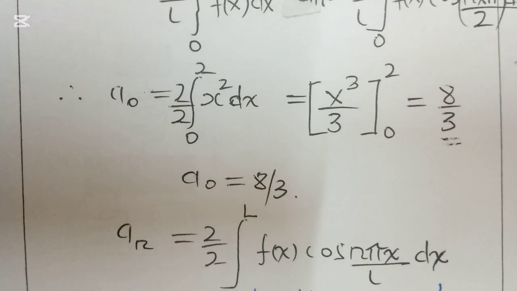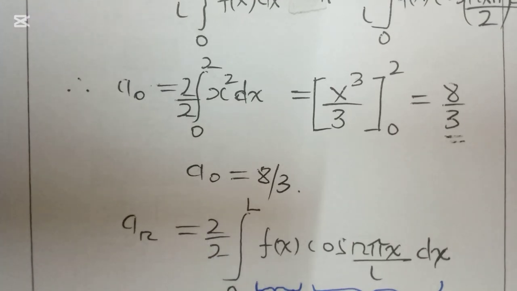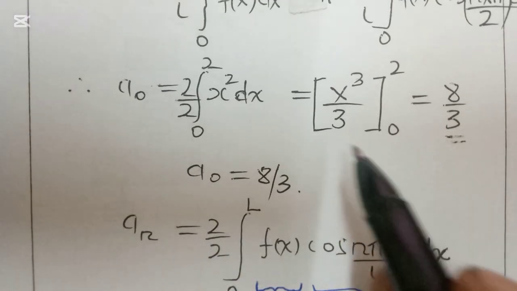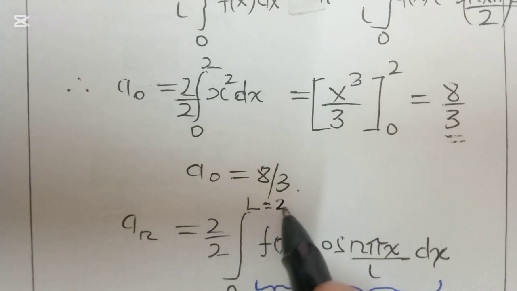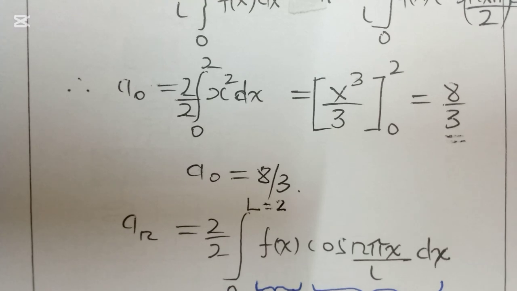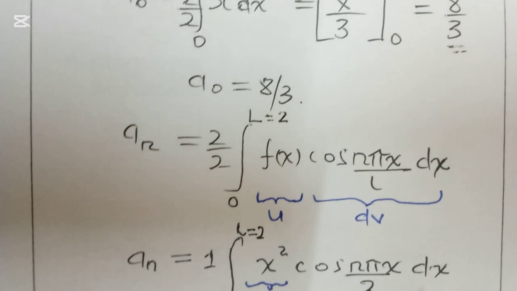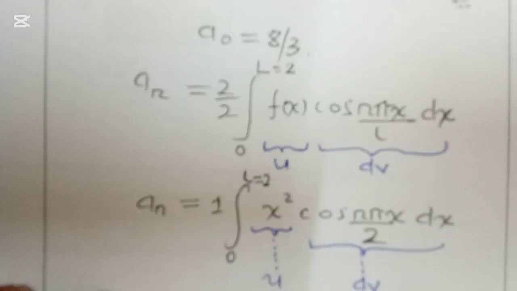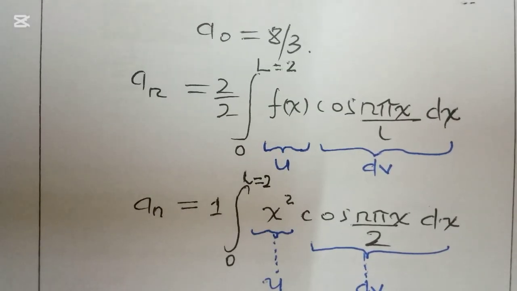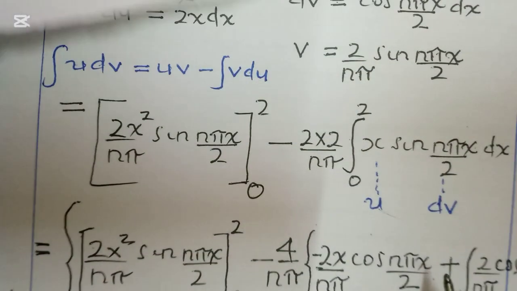Guys, now coming to An. Still we have 2 all over 2 from 0 to L, and this L is supposed to be 2. Now we integrate f(x) cos n pi x all over L dx. That one we use what we call integration by parts. When you do the integration by parts, this is what we are going to find.